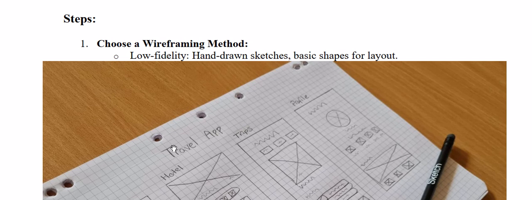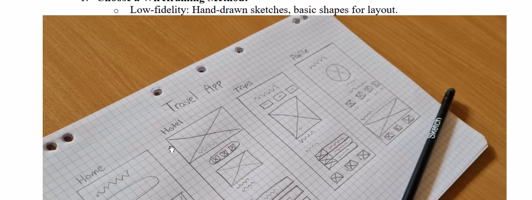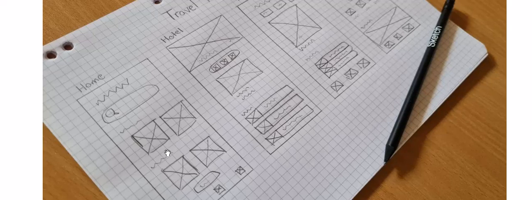You need to choose the best wireframing method that you are going to use for your website design. Number one, are you going to pick a low fidelity wireframe? Low fidelity wireframes are drawn from sketches, using simple basic shapes to put up a layout. That is low fidelity, using your freehand drawing.